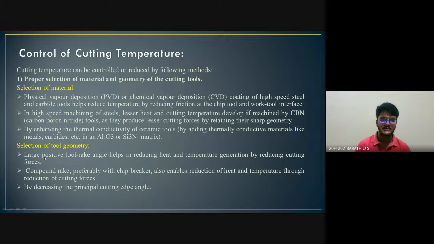The third point is the chip-breaking groove. The chip breaker is used to break the chip, and it helps reduce the heat and temperature by reducing the cutting force. These are the processes used. Another process is to fix the edge of the cutting tool in a particular way, which is mostly used to reduce the heat.